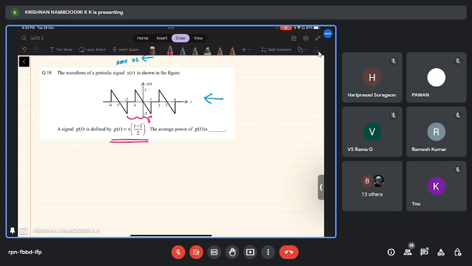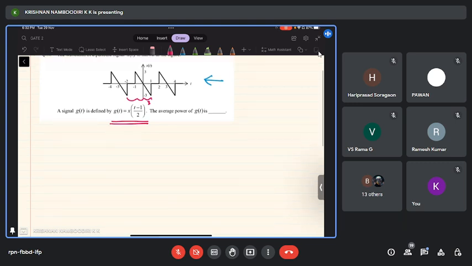Okay. So first of all, what is a periodic signal? If x of t equals x of t plus capital T for all t. This notation stands for all. For every t, if x of t equals x of t plus capital T, then the signal is said to be a periodic signal. So this is a periodic signal.